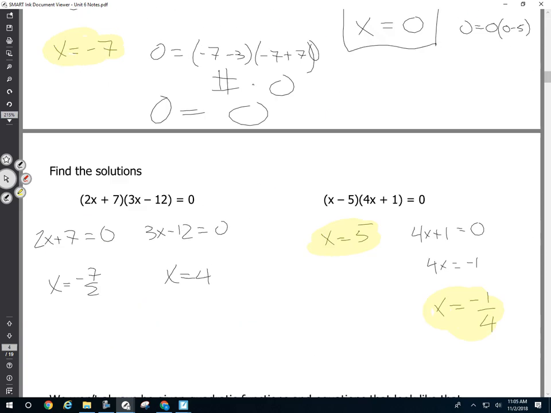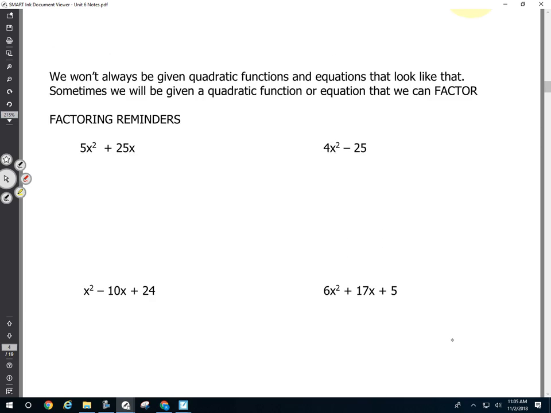Now, that means we're going to have to factor. So let's remember how to factor. There's multiple ways we could factor. We could factor out greatest common factors. All of a sudden, I turn the sum into a product.